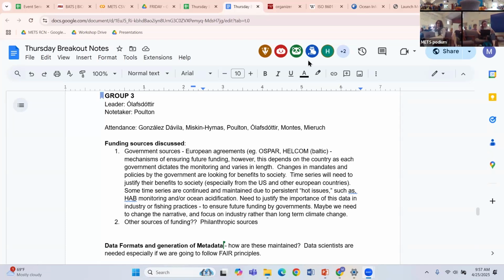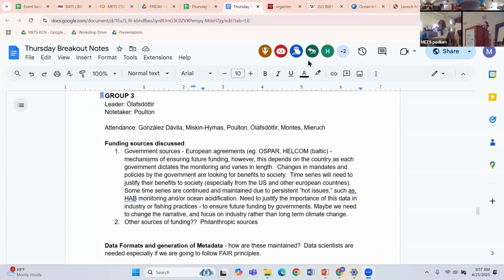We talked about industry a little bit, we talked about hot topics, and how can we justify the importance of this type of data, and bringing that into the forefront and highlighting different areas of potential sources of funding. I kept bringing up one of the mechanisms that we're going to have to be starting to look at more in the United States, which is philanthropic sources of funding especially.